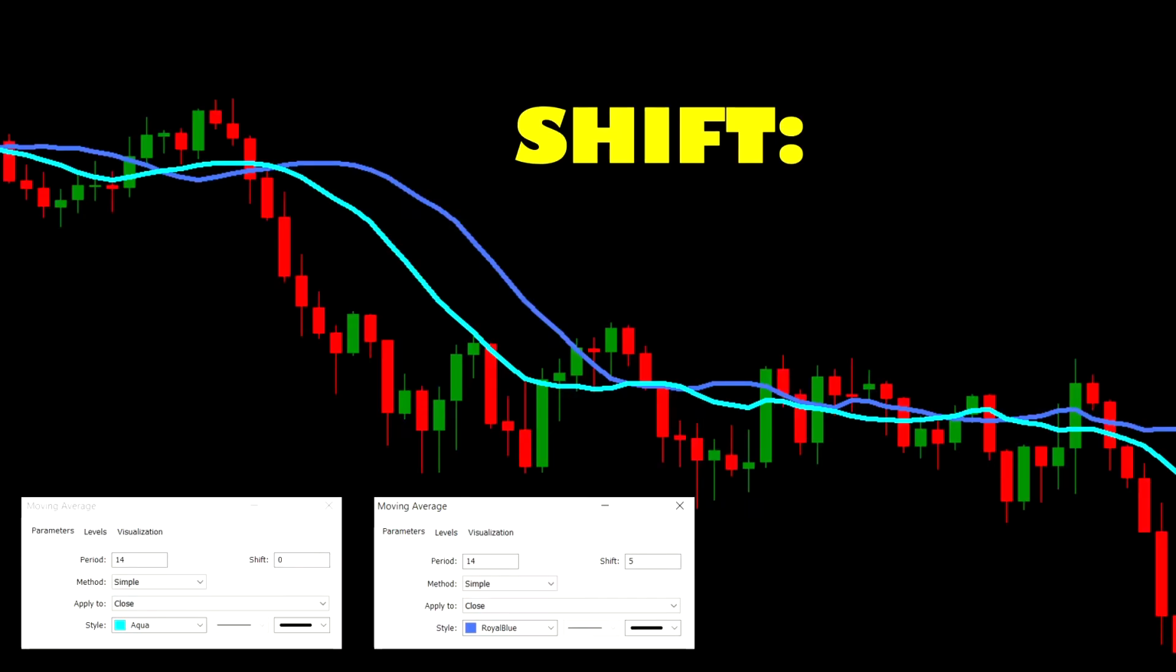Aside from that, the only other input you might get the chance to change, apart from the color, is the shift input. All this does is shift the indicator forward on your chart. So you can see here that a shift of 5 on the darker blue line pushes that indicator 5 periods past the indicator without any shift on it.